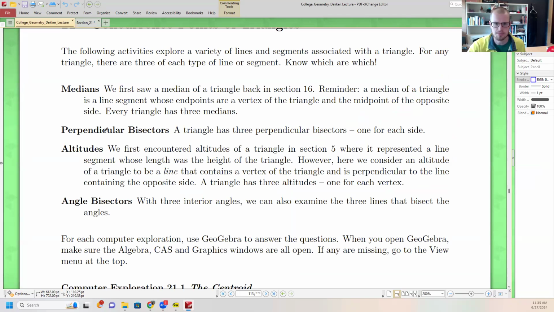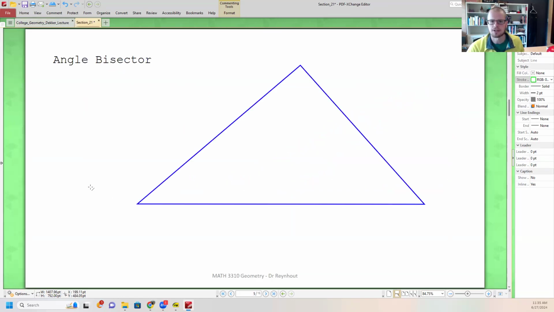So medians, perpendicular bisectors, altitudes, angle bisectors. This should be pretty straightforward. We're going to bisect the angle, and we can do that for each of the angles. So we can look at this. This looks like something around a 90-degree angle, and splitting it in half. That's about right there. Is it exact? No, I'm sure not. If we use GeoGebra, for example, we could create all of these things in a much more precise manner, but it's fun to kind of take a look at this. At least I think it is.